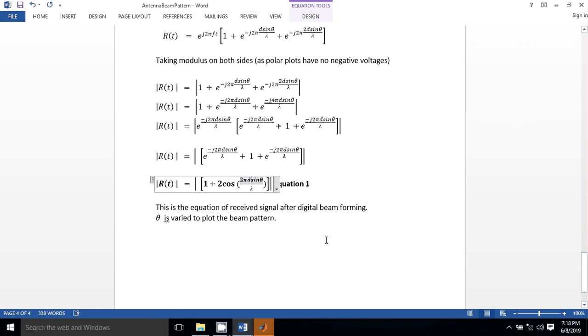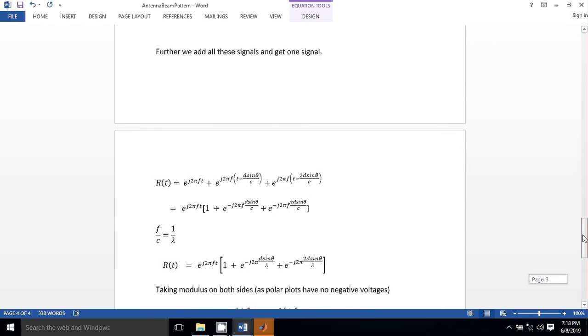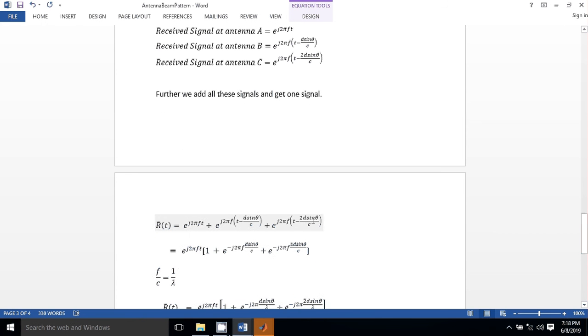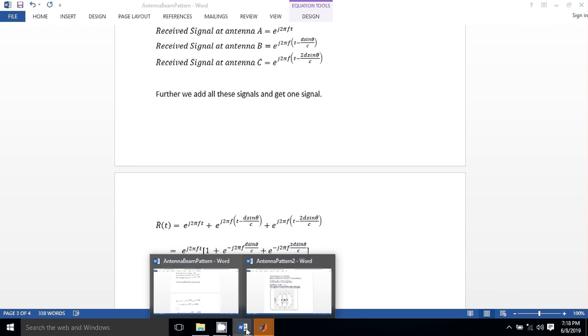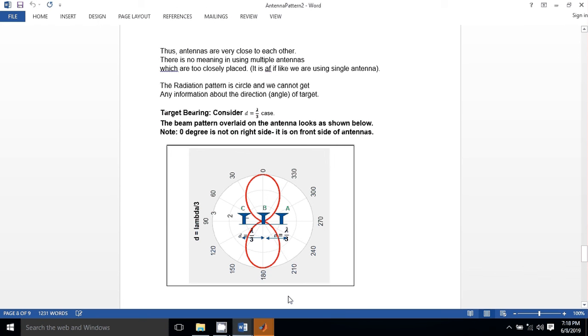So basically, we can implement this equation for the 3 element case. Finally, the beam pattern will be the same as what we have for the 2 element case antenna. However, the beam will be sharper. In the case of the 2 element antenna, the maximum magnitude we get is 2, but in the case of the 3 element antenna, the maximum magnitude we get is 3.